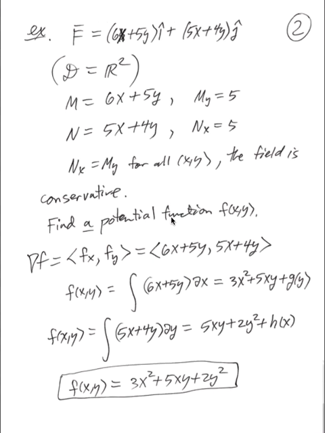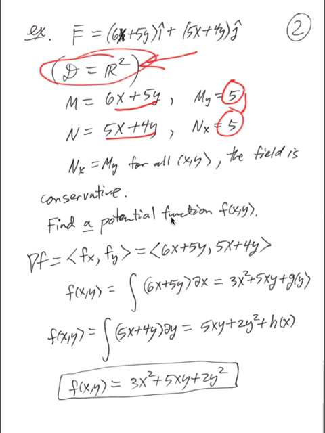Let's look at a different one here. Here I've got another field in 2 dimensions. We'll look at a 3-dimensional one in a minute. I've got F bar equals 6x plus 5y i plus 5x plus 4y j. The domain here, as you can see, is the entire xy plane. M is 6x plus 5y, N is 5x plus 4y. M sub y is 5, and N sub x is 5 also. These two are equal everywhere in the domain, R squared, so the field is conservative.